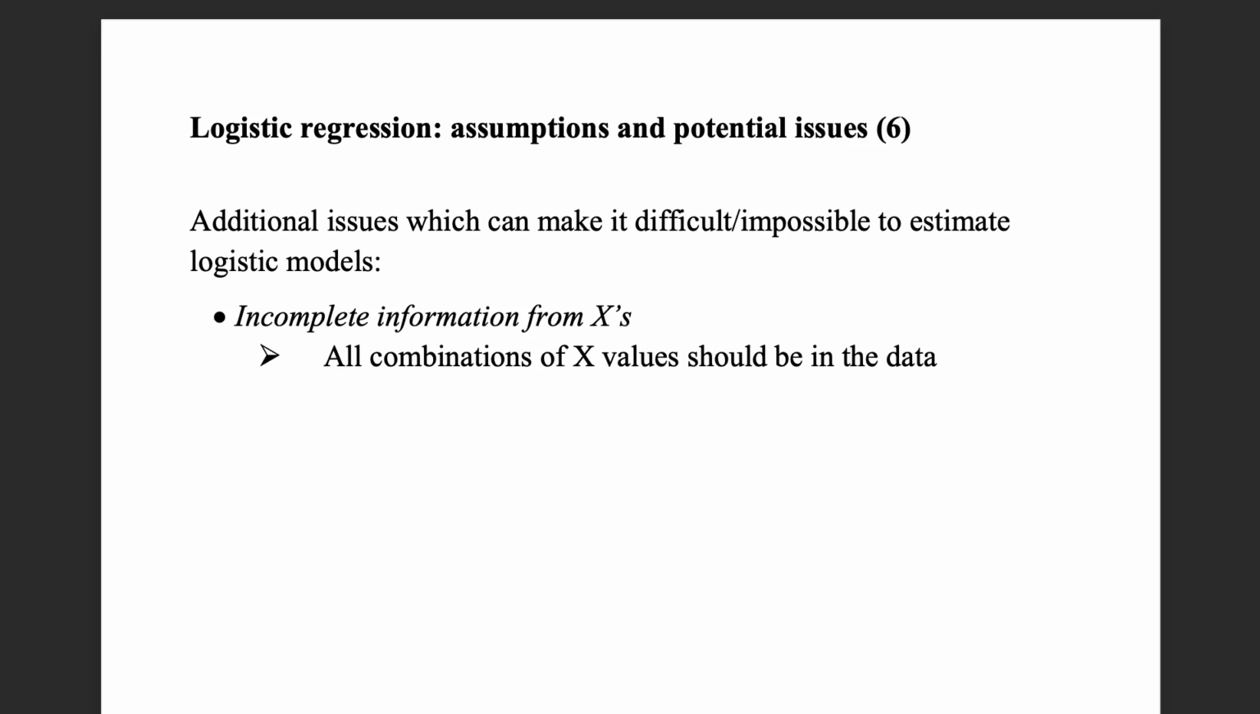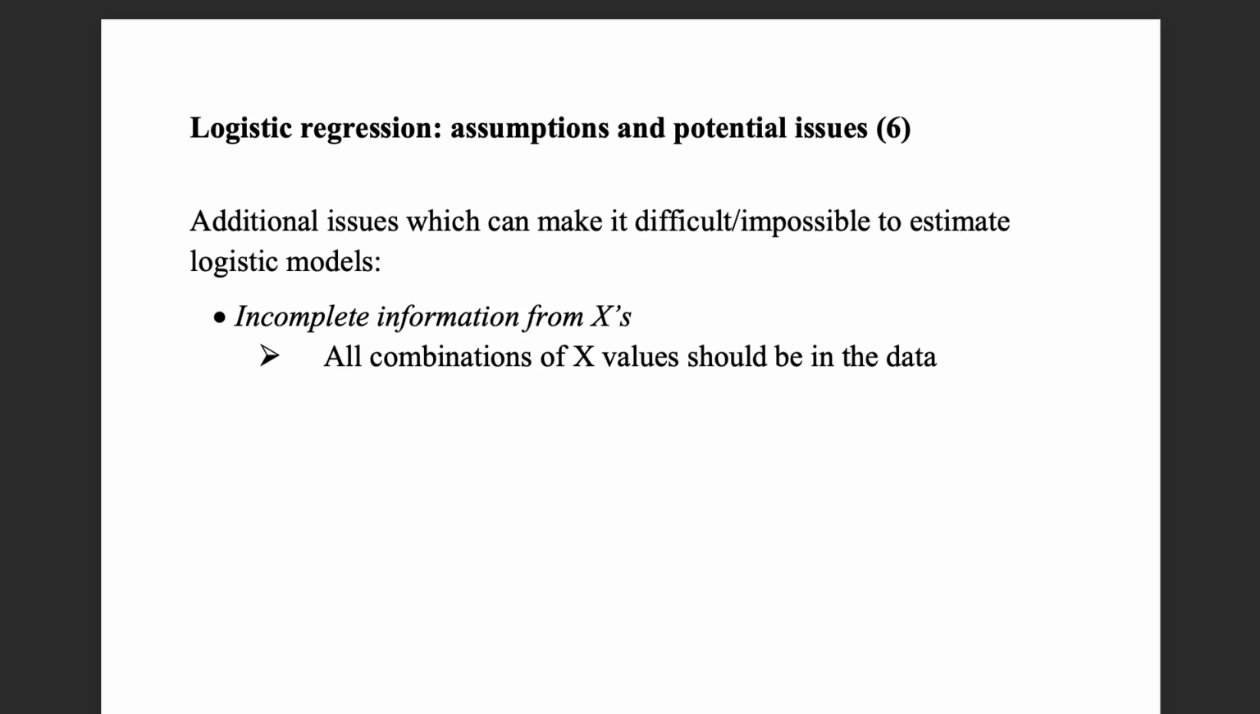One is the situation referred to as incomplete information. And the idea is that if you want to be able to have a maximum likelihood estimate for your coefficients, then all the combinations of x values, so for all the different independent variables that you have in your model, all potential combinations of values on those x variables should to some extent be present in your data. And the less this is the case, the more of a problem you have with not having sufficient information to get a maximum likelihood estimate.